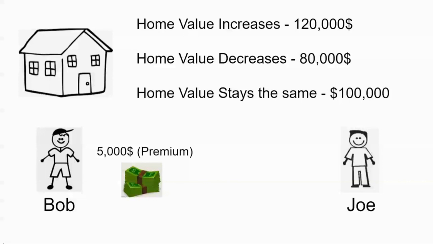For Bob, he would still be in control of his stock, or in this case the house, and he would get to keep the $5,000. The only other option is the contract expires at the money.